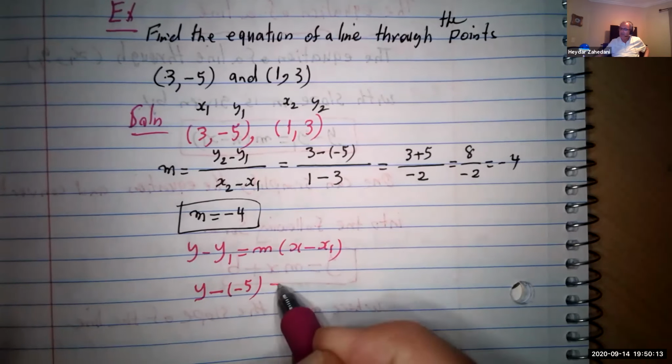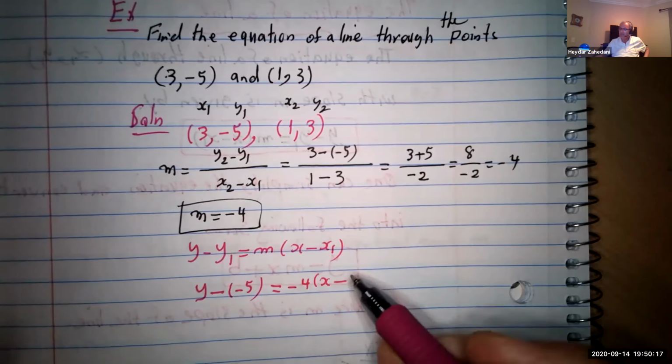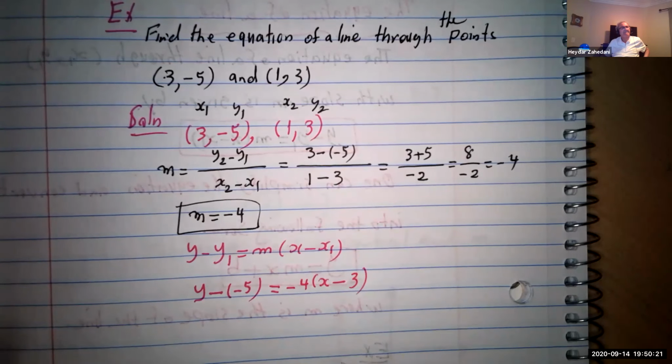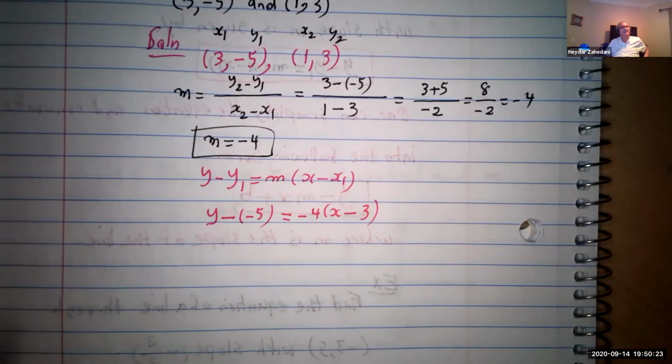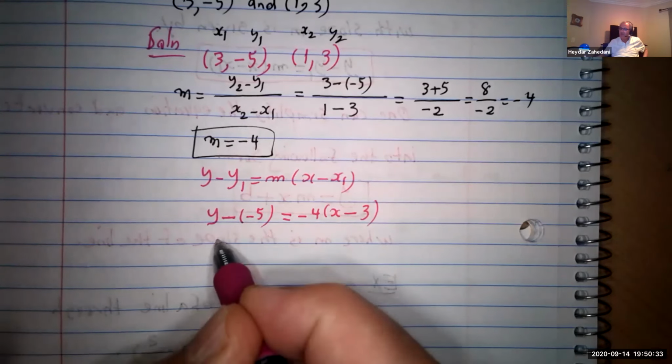It's going to be m. m is negative 4. Negative 4 times what? x minus x1. What is the x1? 3. Okay, you just simply substitute these numbers. Then you have to simplify it, solve for y. So we're going to simplify. We take care of this one first. So that gives y plus 5.